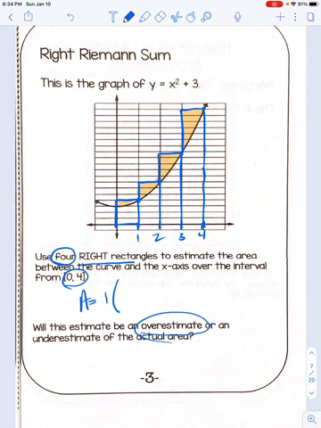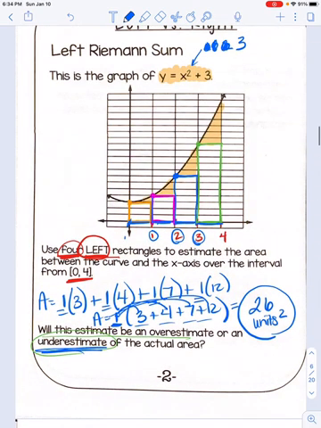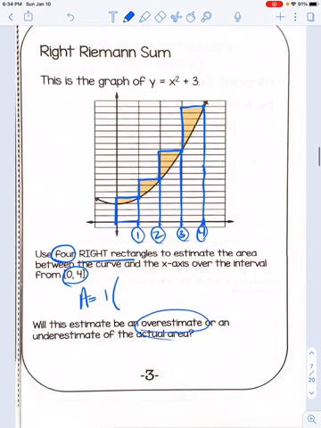I do know that the widths of all of my rectangles are 1. And now I just have to figure out my heights. And my heights are based on 1, 2, 3, and 4. Whereas before it was 0, 1, 2, and 3.